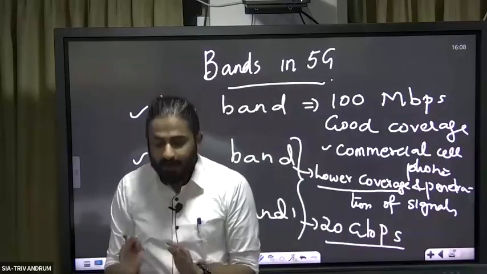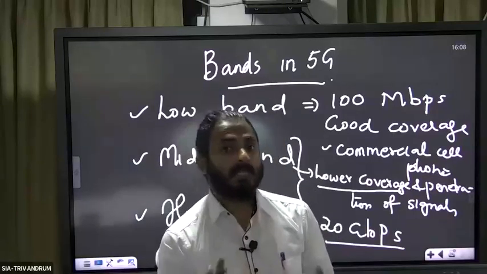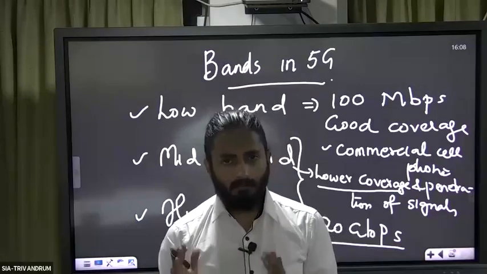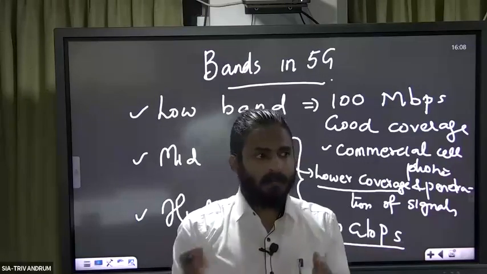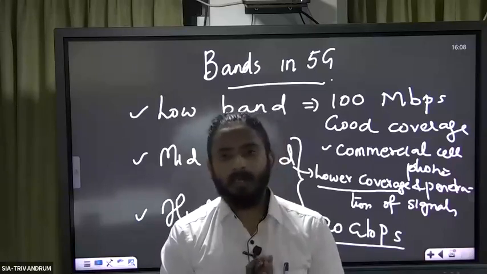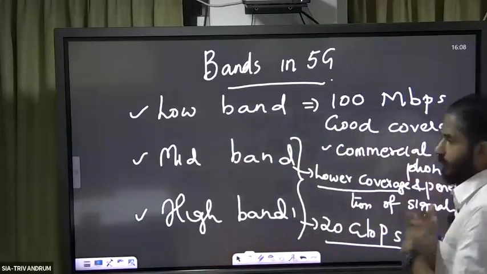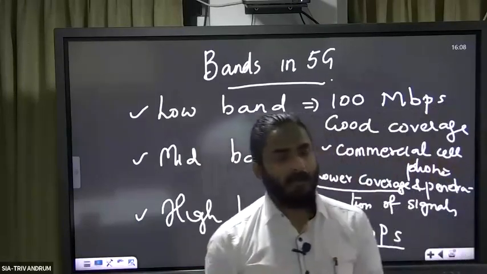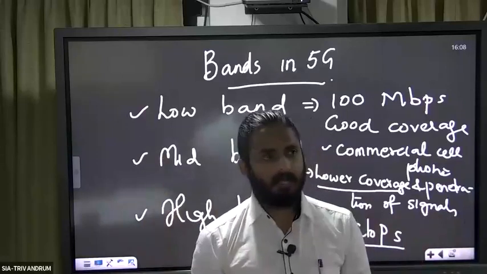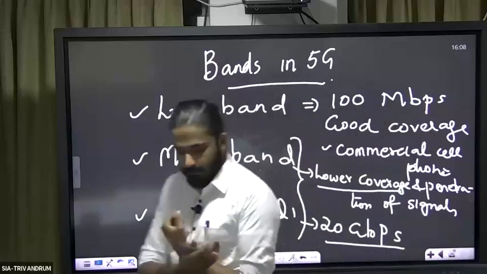So this mid band and high band is basically used for industrial and specialized applications. Okay, so IoT, the Internet of Things, all this industrial revolution will be driven by high band or mid band 5G technologies. So low band is basically used for commercial or individual users. High band and mid band will have high speeds, but the coverage will be very less as compared to low band. So these are the different bands of 5G technology.